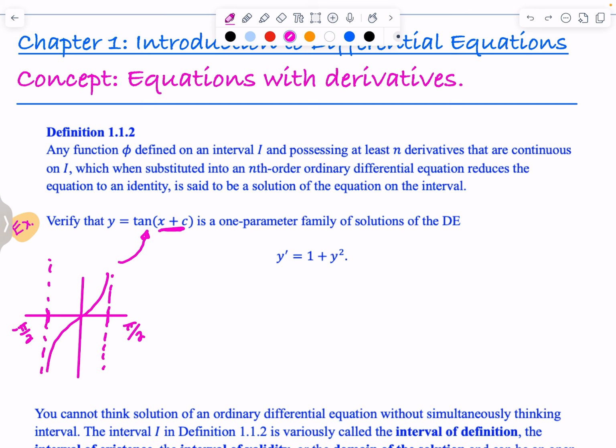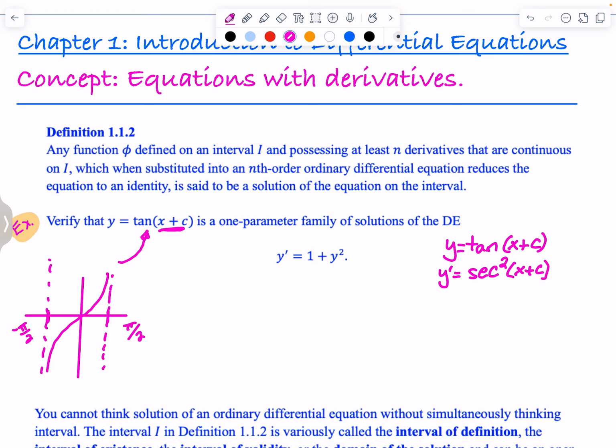Okay, so they just want us to verify. They said this function is a solution to this diffeq, where the first derivative equals 1 plus the function squared. So let's go ahead. I'm going to write down the function here. I like to write it down first before I put the derivative underneath, just to be neat. The first derivative, remember, the derivative of tangent is secant squared. Chain rule, the derivative of x plus c is 1. So we just have those two.